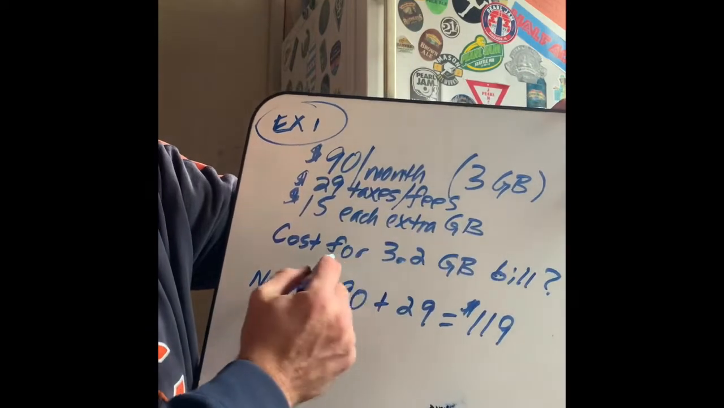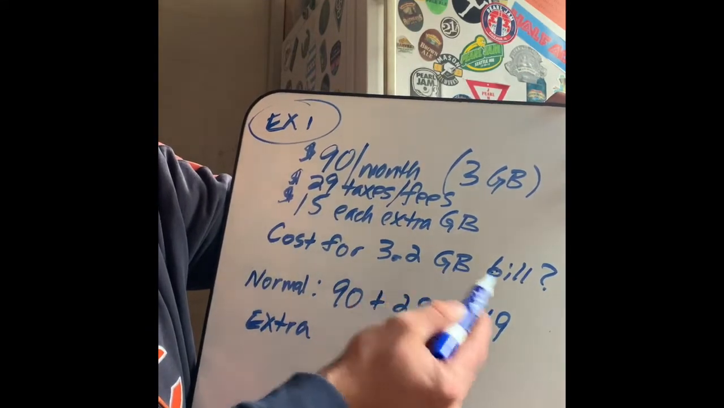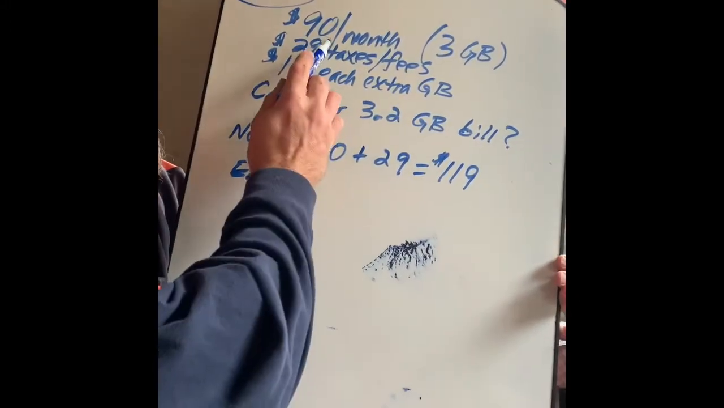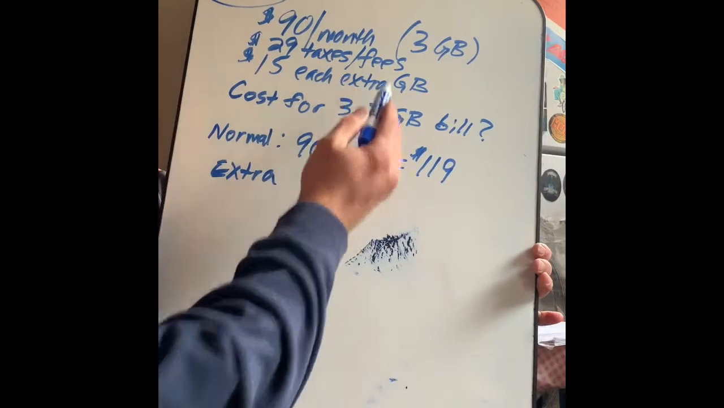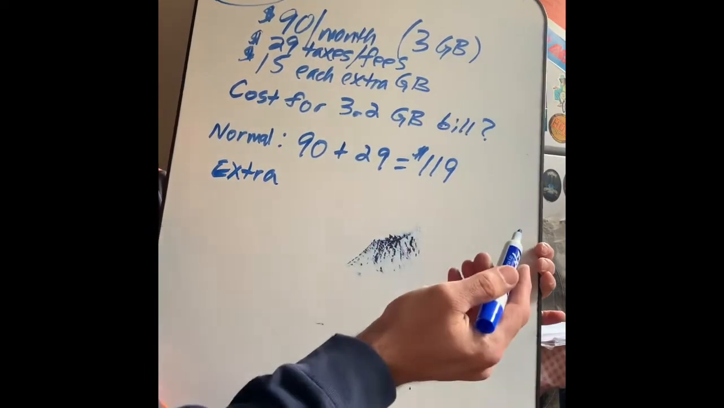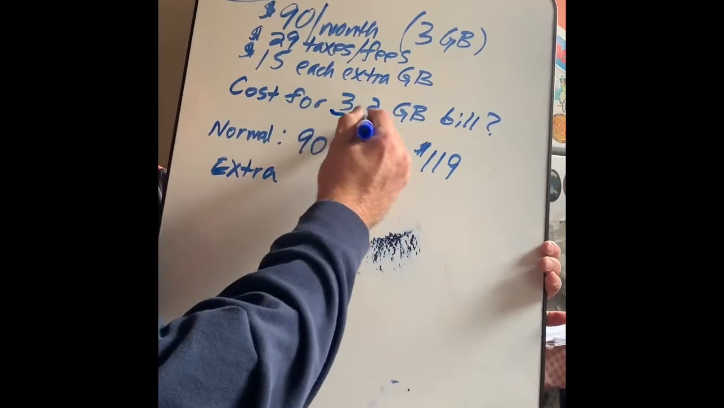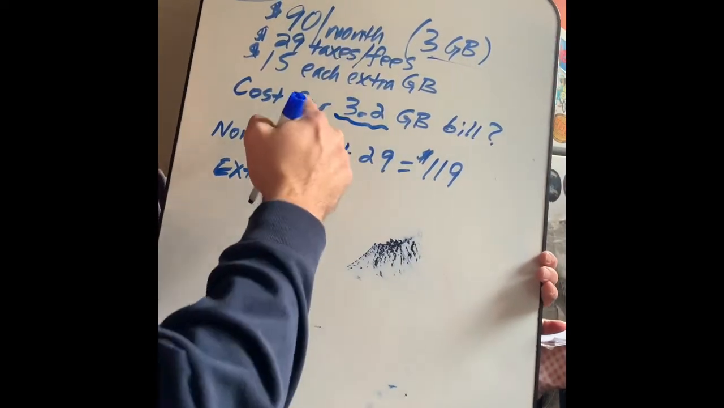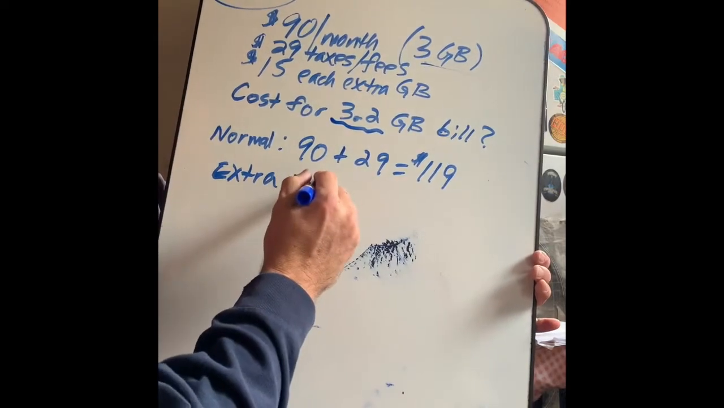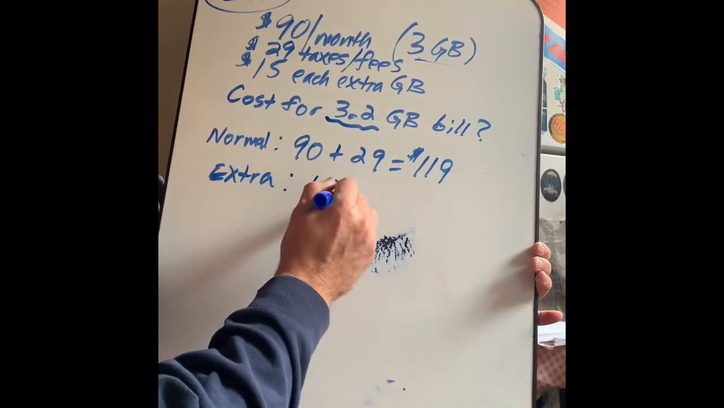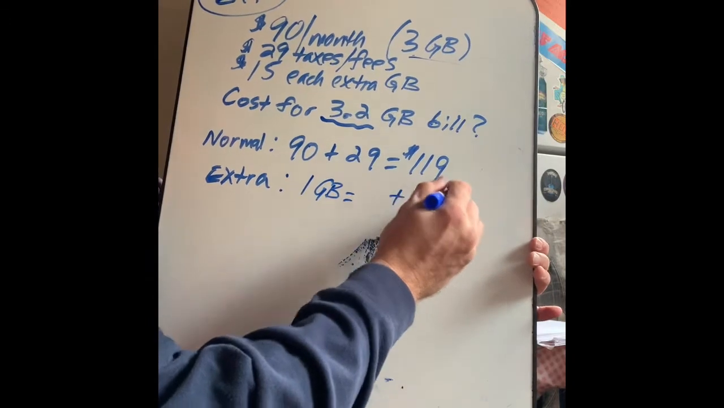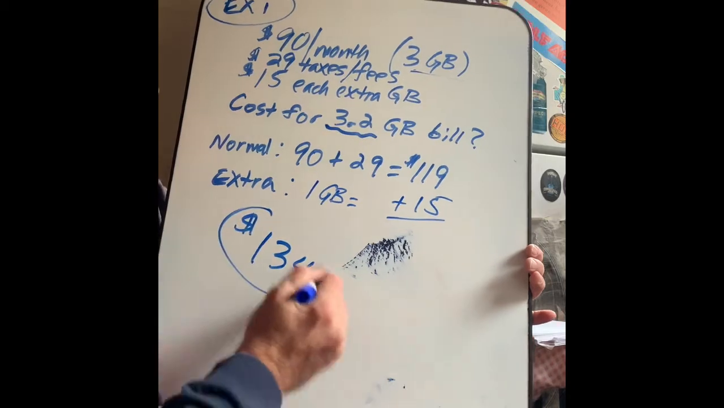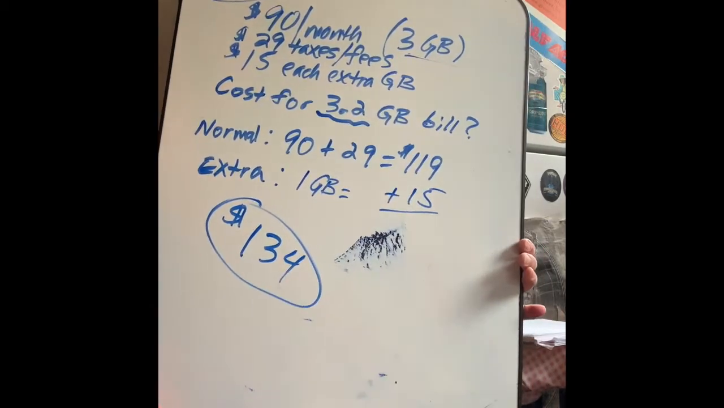So they want to know if you used 3.2 gigabytes of data, what would that bill cost? First, we got to figure out the normal bill. Well, the normal bill, $90 a month, plus the $29 taxes and fees. Normally, the bill's around $119. But for 3.2 gigabytes of data, since we got 3 and we need at least 1 more, each extra is $15. So the extra, we had to buy 1 gigabyte. So that's an extra $15. Add that to the $119, and our bill would be $134 for using 3.2 gigabytes.